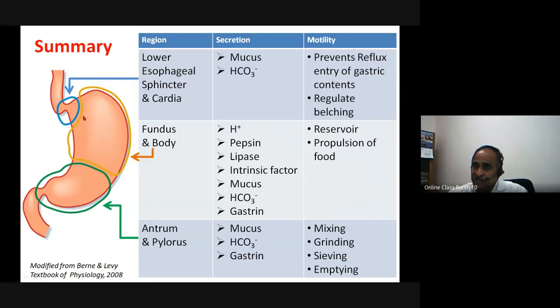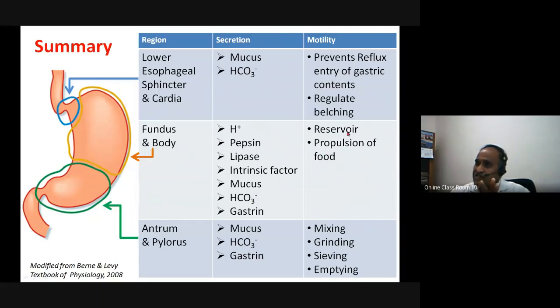So the entry is prevented. GERD is because of that. And it regulates belching. Then the fundus and body. Mainly this is the secretory area, and it secretes a number of enzymes and acid: the H ions, pepsin, lipase, intrinsic factor, mucus, bicarbonate, and gastrin. All these things are secreted here.